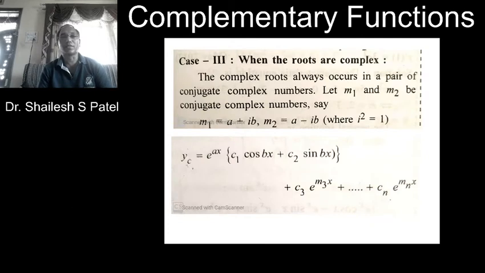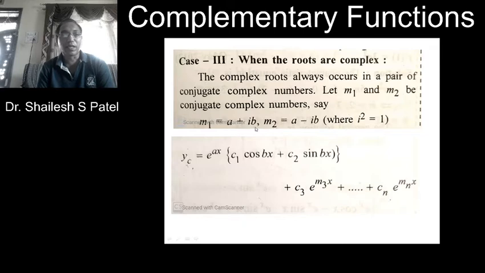Then the third case, when the roots are complex, that means imaginary. Imaginary roots always exist in pairs. That means if one root exists in the form a plus ib, then there always exists a second root, a minus ib. So we will consider the pair as a plus or minus ib also. In this case, the solution is written very simply.